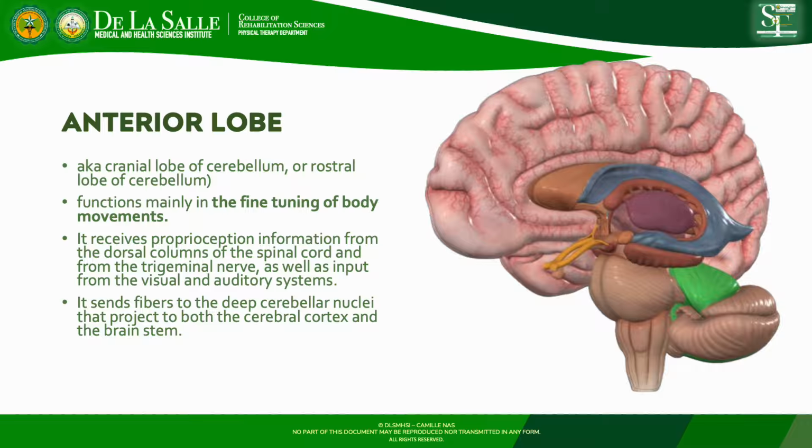It receives proprioception information from the dorsal columns of the spinal cord, the trigeminal nerve, and as well as the visual and auditory systems. And that's how it can have a function when it comes to posture, because it receives proprioception information from our body so that it can respond correctly to what the body needs depending on the position.